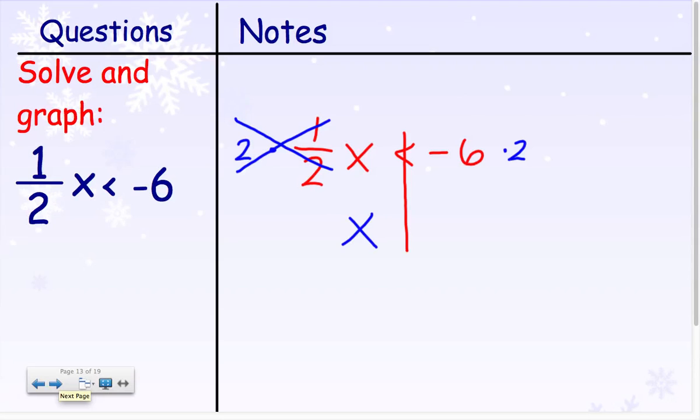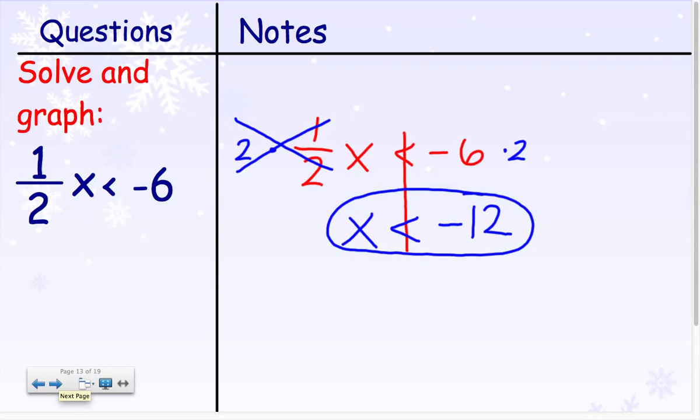I have to ask myself, did I times by a -2 or a +2? I times by a positive, so I don't have to flip the inequality. -6 times 2 is -12. My variable is on the left, so it's ready to go.